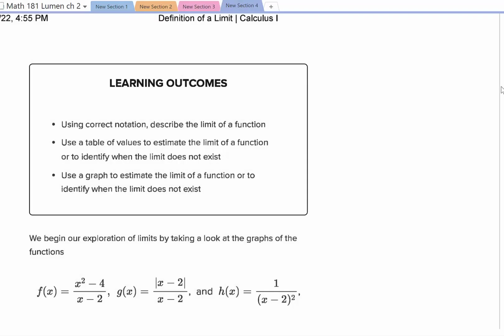In this lesson, we're going to talk about the definition of a limit. So our learning outcomes are: use correct notation, describe the limit of a function, use a table of values to estimate the limit of a function or to identify when the limit does not exist, and use a graph to estimate the limit of a function or to identify when the limit does not exist.